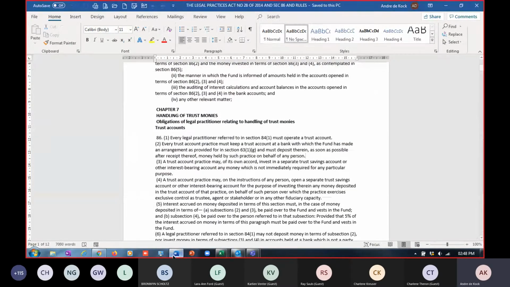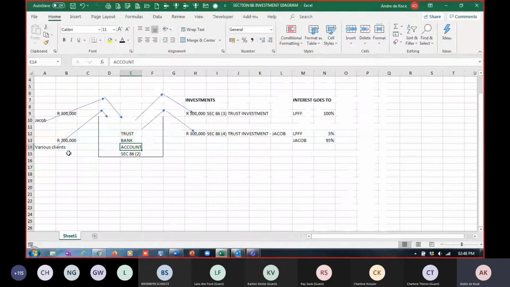Okay, let's go look at that again. It says there, every trust account must keep a trust account at the bank and must deposit therein money held by such practice on behalf of any person. So that is what we've done here. We've received this money on behalf of these clients and we've put it into here. Now what does it say?